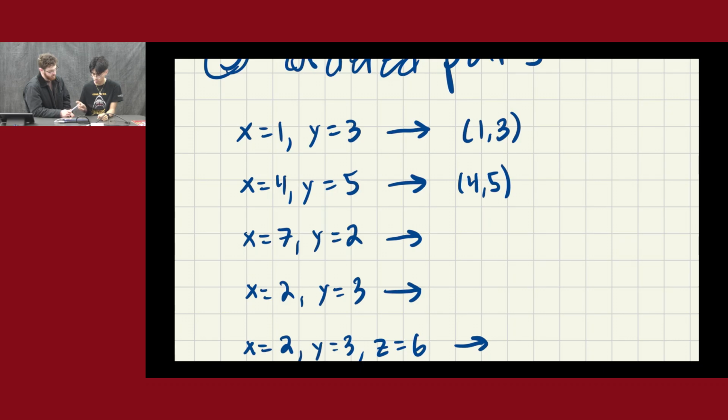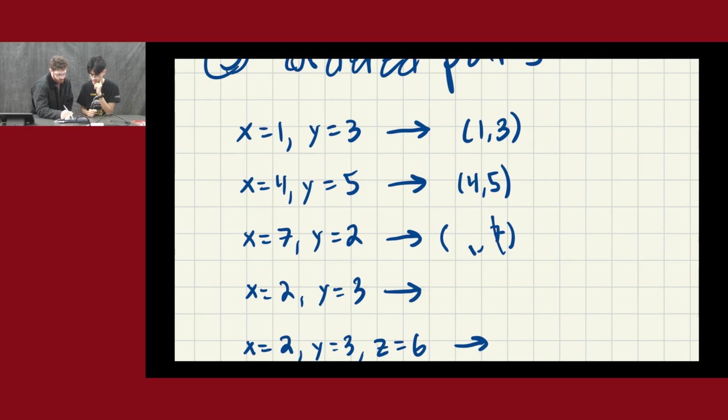So do you want to try the next two? Yeah, okay. So I think it'll be like that? Close. So you have the right two numbers, and you've got the parentheses and the comma, but you actually want to do the x value first.